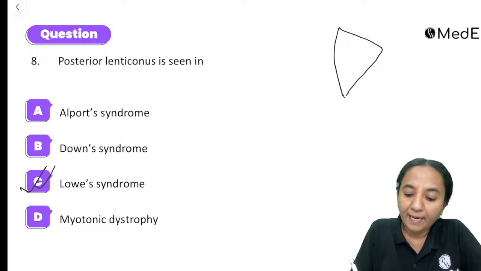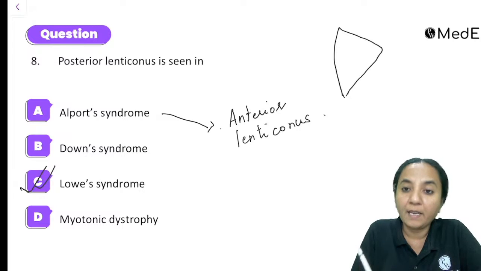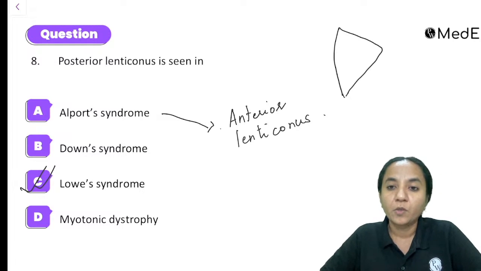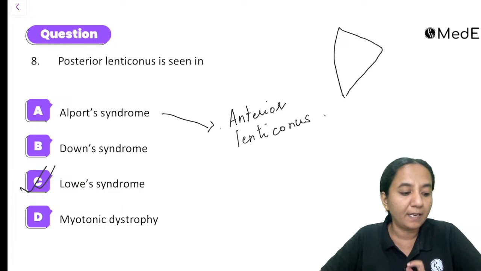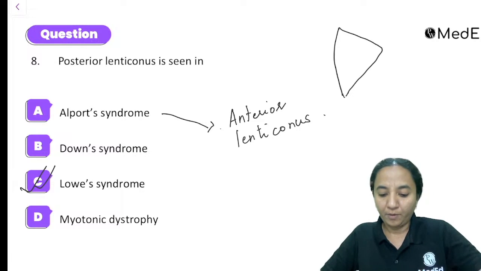Another one-liner that can be asked from here is, where do we get to see anterior lenticonus? And the answer is, anterior lenticonus is seen in Alport's syndrome. So posterior lenticonus in Lowe's syndrome and anterior lenticonus is seen in Alport's syndrome. Okay? Next question.